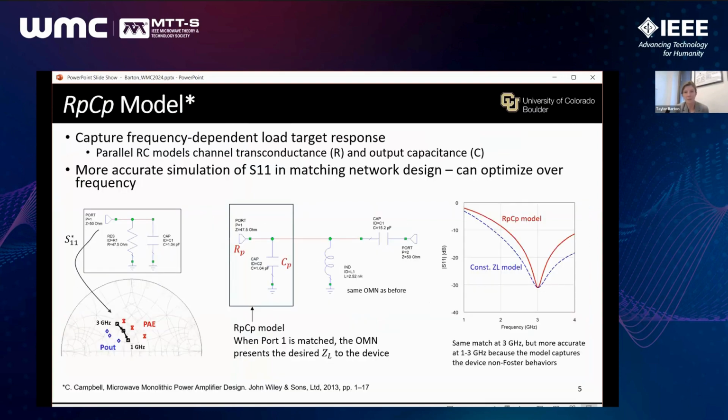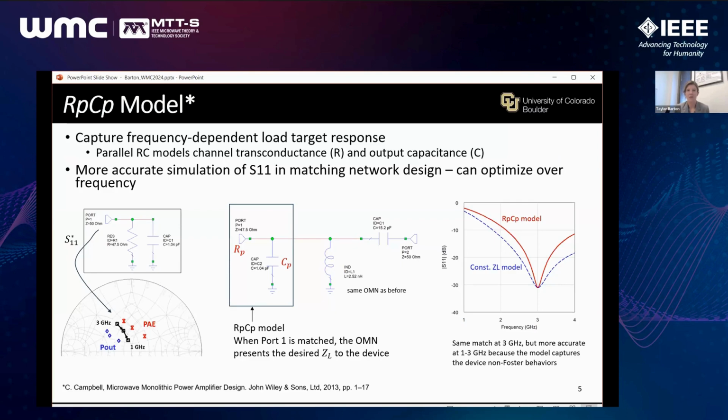So the simple way to better approximate this is to have a model that is, again, admittedly poor, but provides a good target in terms of matching network design, in terms of the passive network design, is to treat the transistor as a transconductance with an output capacitance. And that looks like a parallel RC. This is, again, not by any means a new technique, and there's a very nice write-up on it from Chuck Campbell in the reference at the bottom here.